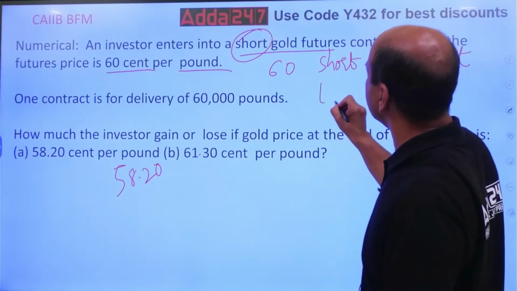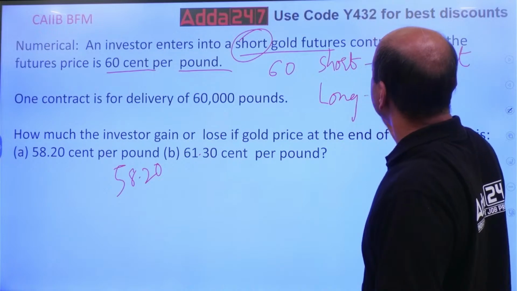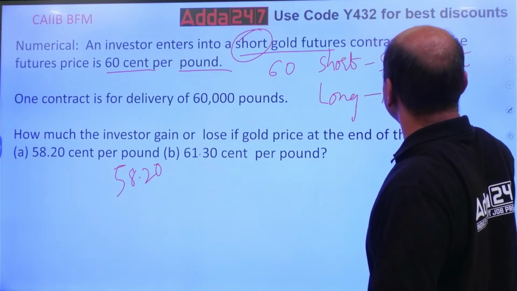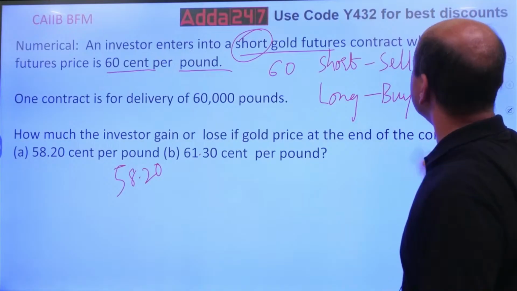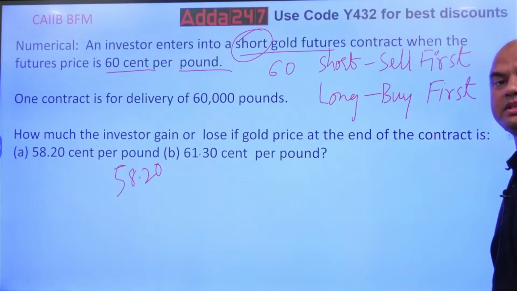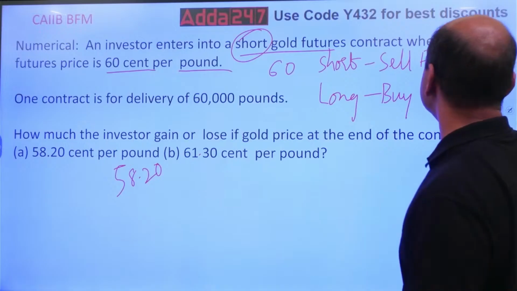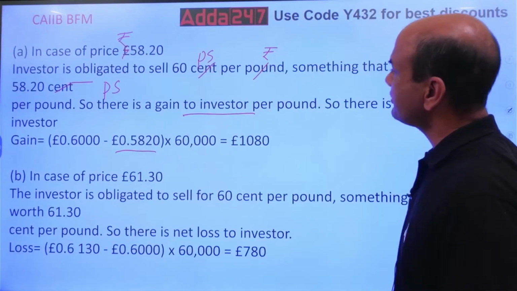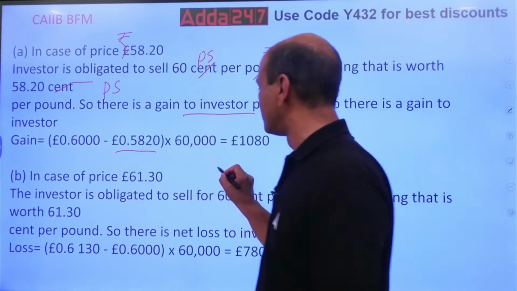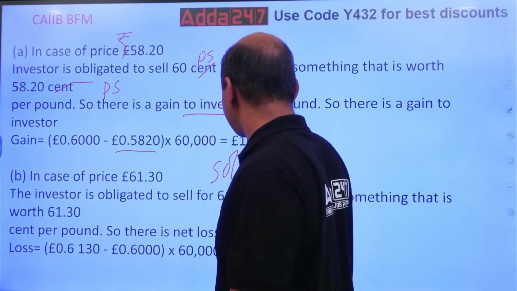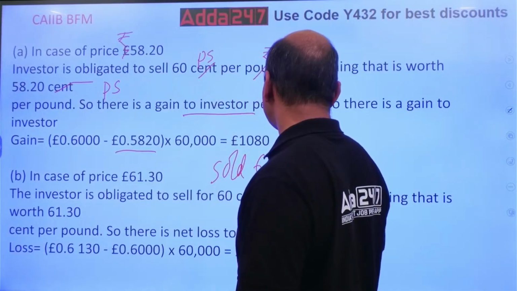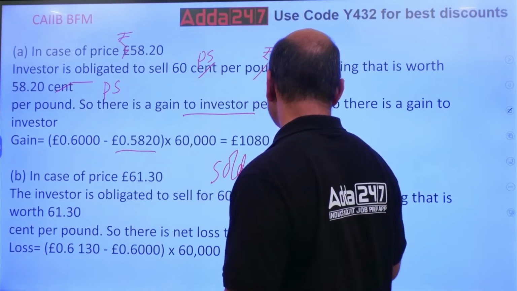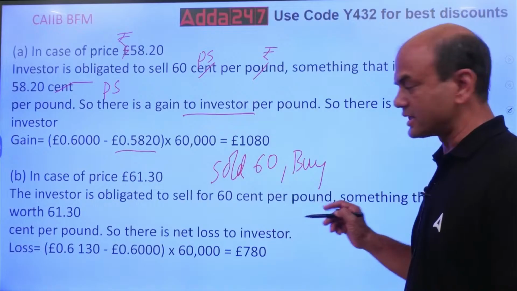Long means what? Long means buy first. Okay? Long means buy first. Short means sell first. So here, I have sold it at 60. So sold at, let's say what is the rate? 60. And buying at what? Now the price has increased. In second case, the price has increased 61.3.